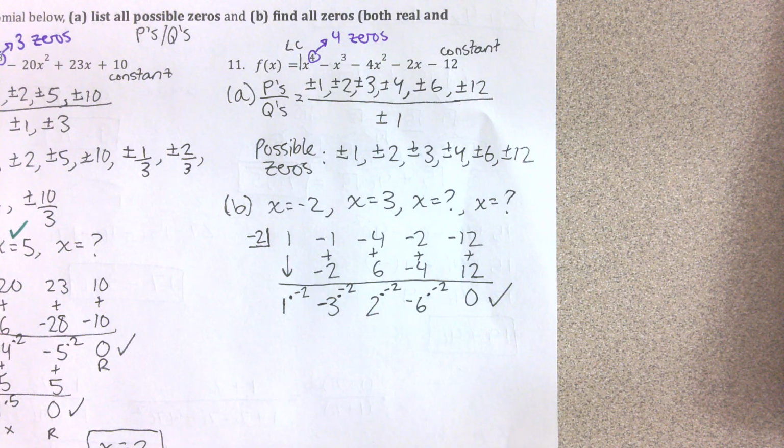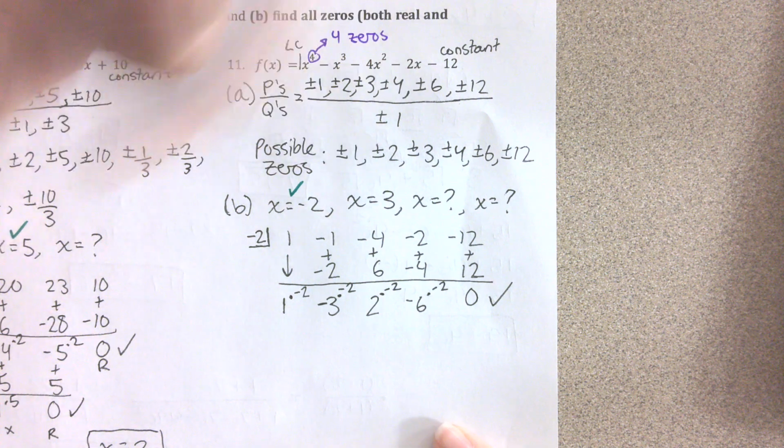So we just divided by the first 0. Let's do that again with the next 0, which is 3.